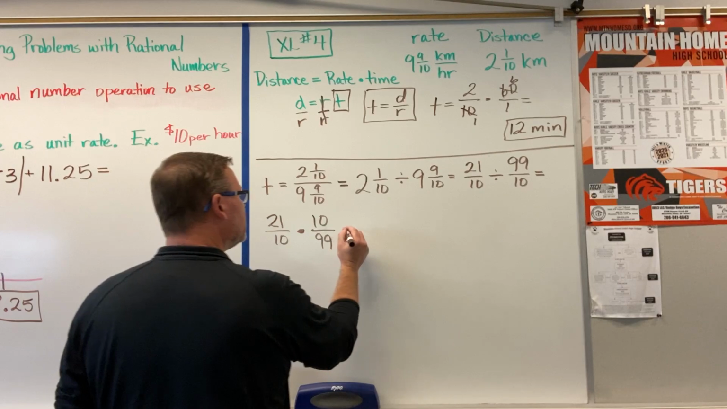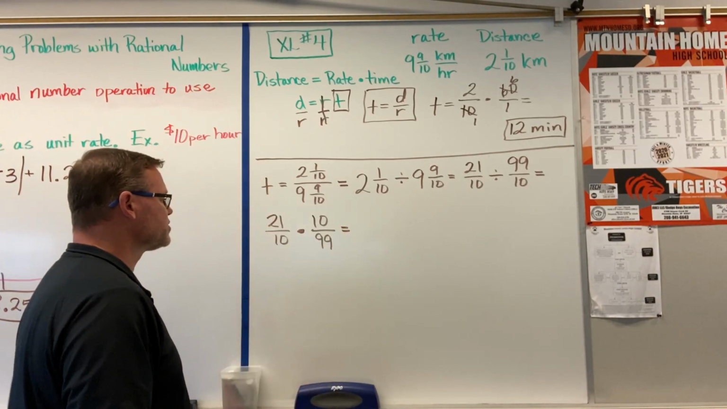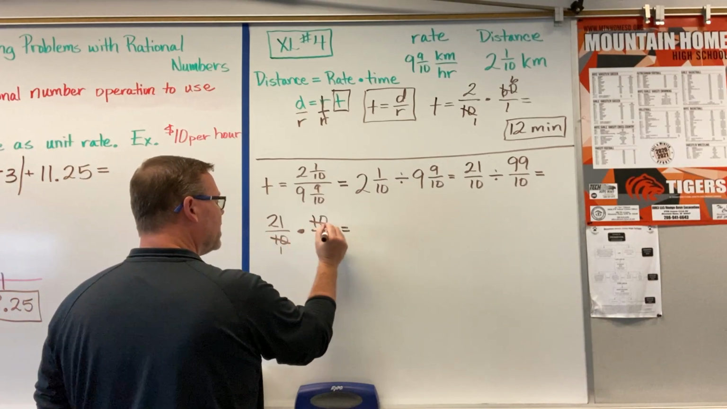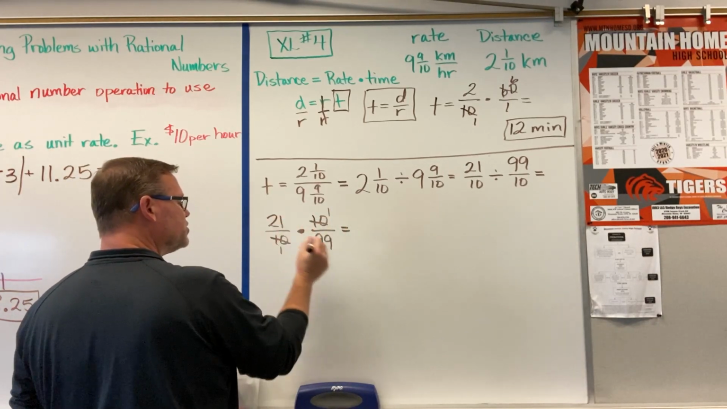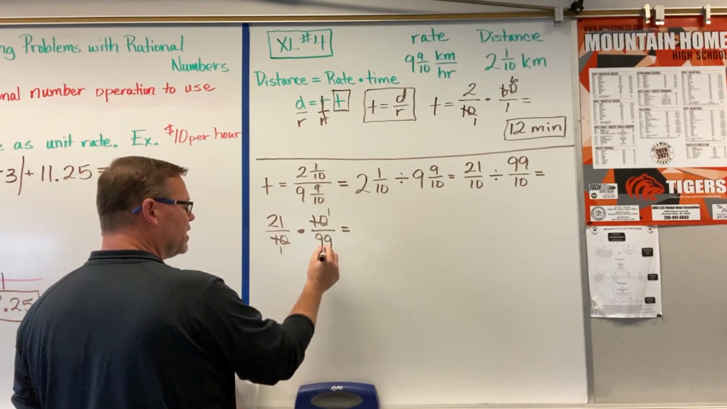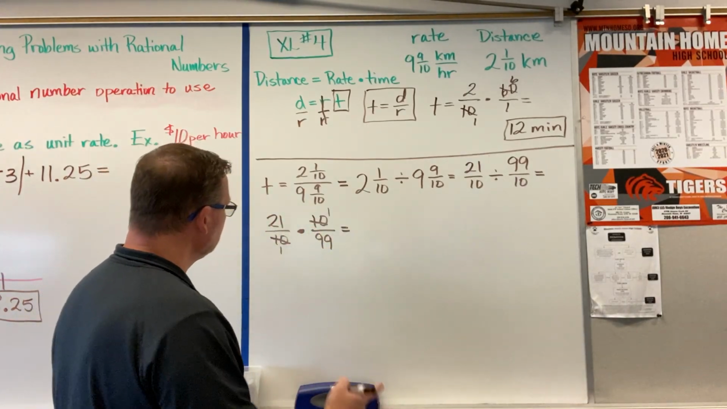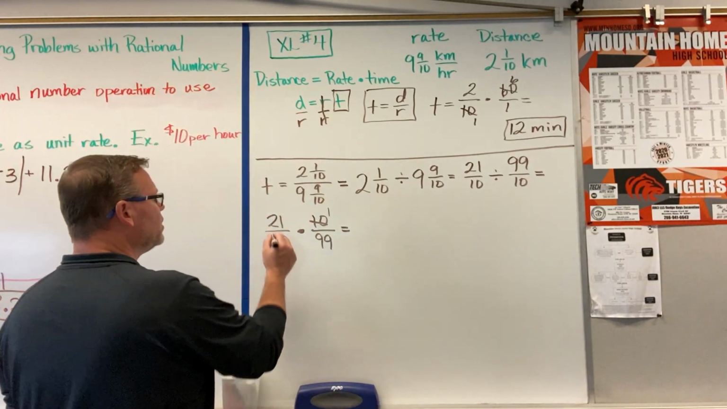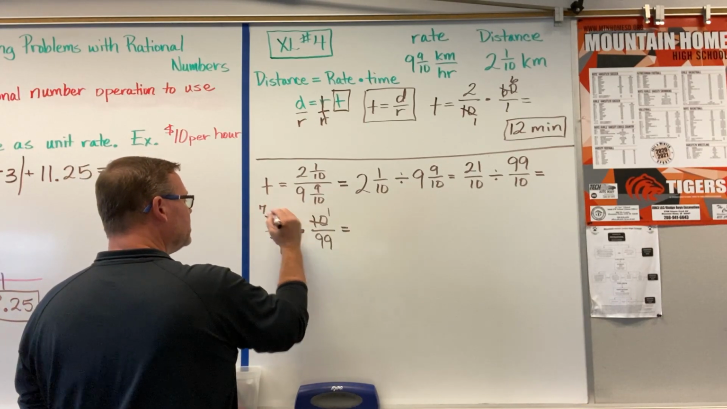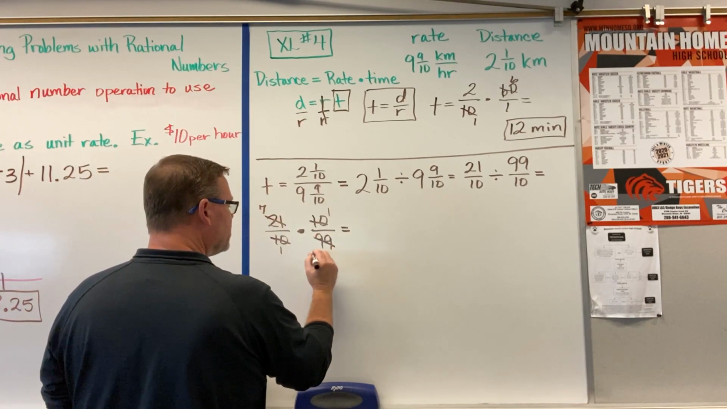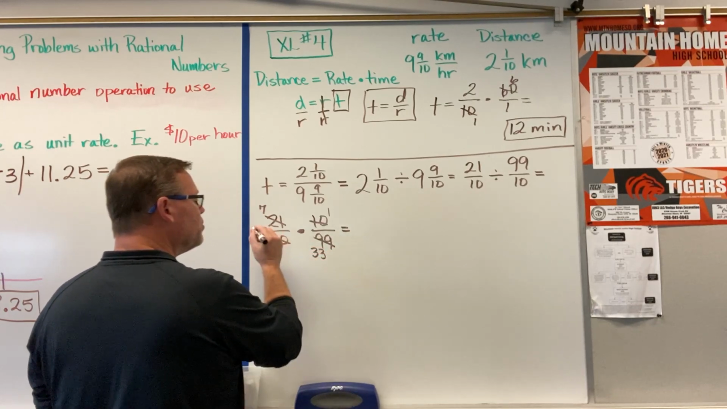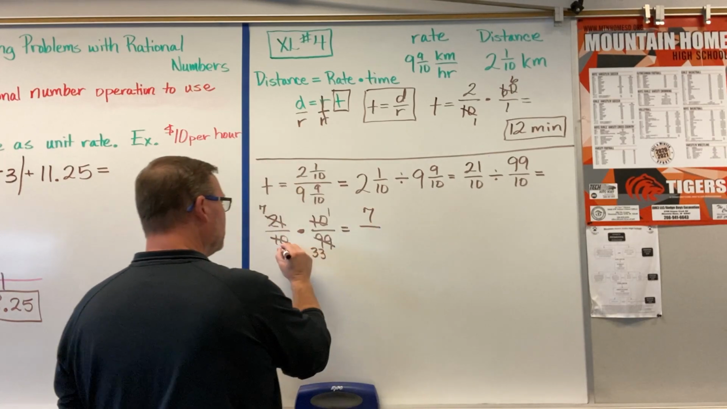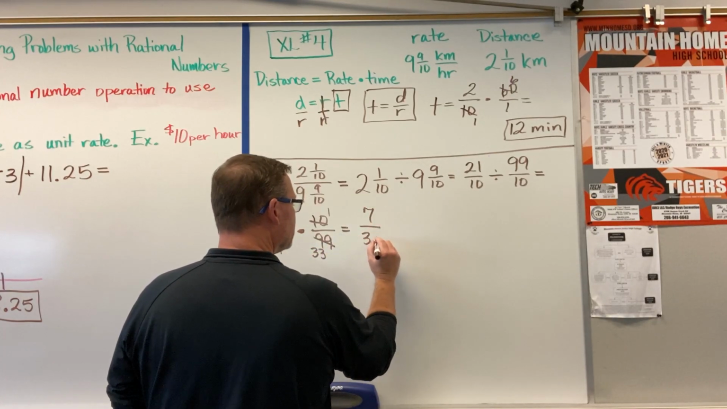Now at this point, before I do anything, I'm going to cross cancel. Of course, the 10s across from each other can both be divided by 10, so they turn into 1. That makes things a lot easier. Which is not so obvious is that the 21 and the 99 can both be divided by 3. You can try this out on your calculator to see where the division might happen. So 21 divided by 3 is 7, and 99 divided by 3 is 33. Then we multiply straight across. 7 multiplied by 1 is 7 over 1 multiplied by 33, 33.